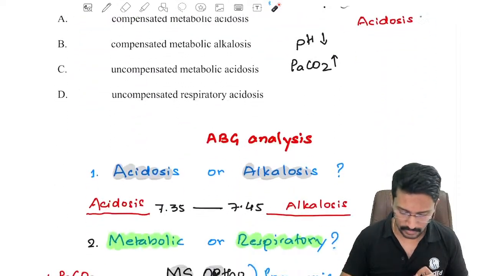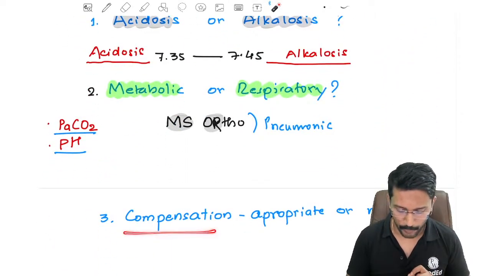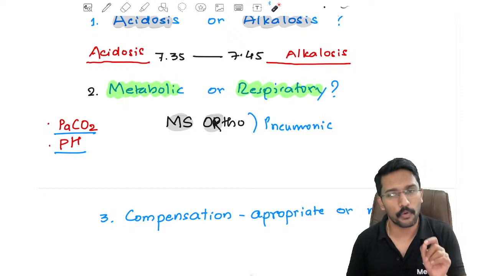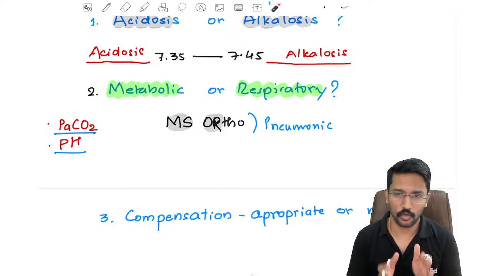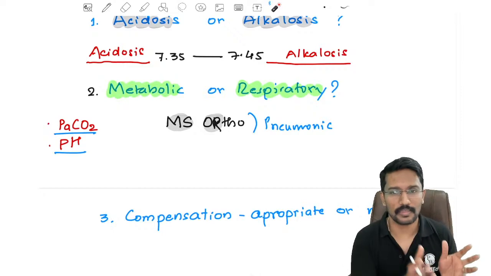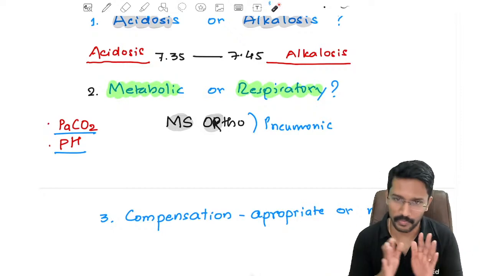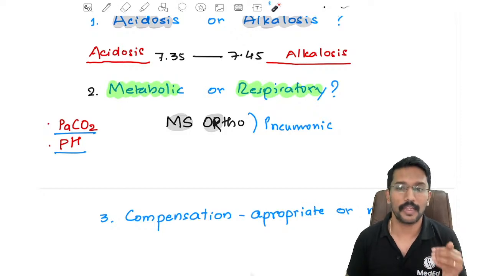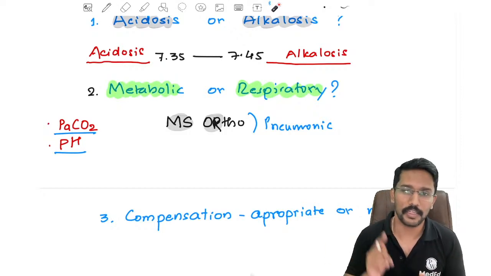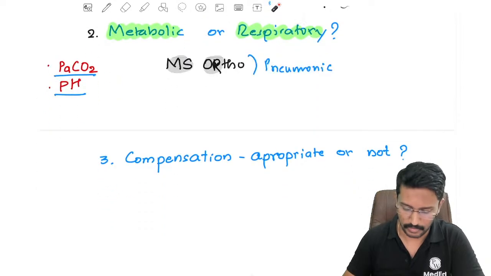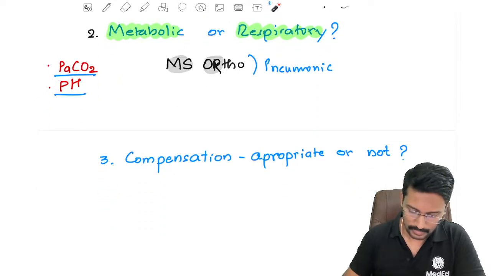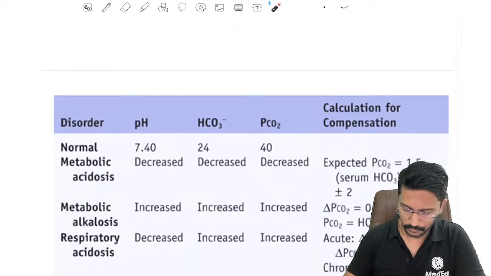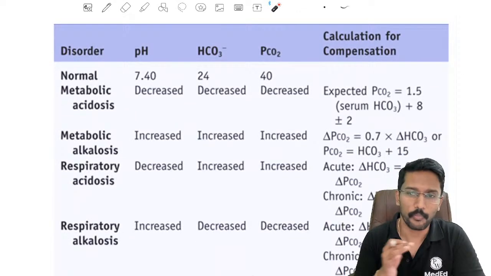That we can understand when we look at the compensation. So we have to calculate the appropriateness of compensation, whether the compensation is appropriate for this level of abnormality or it is inappropriate. If it is appropriate, then that means you have only one ABG abnormality. But if it is inappropriate, that means you have an additional ABG abnormality, right? So how to calculate that? There is a simple table here which helps you to calculate the appropriate compensation.